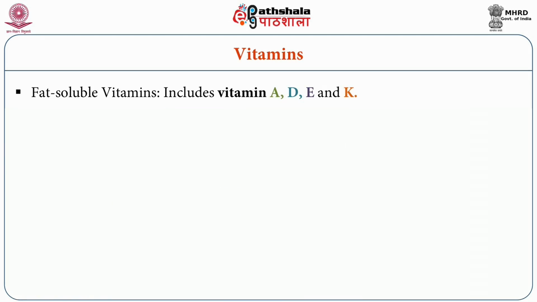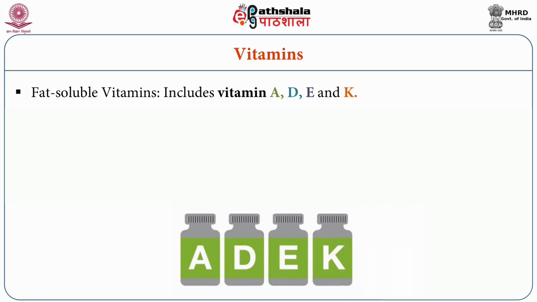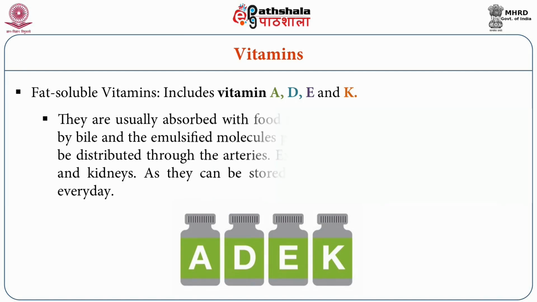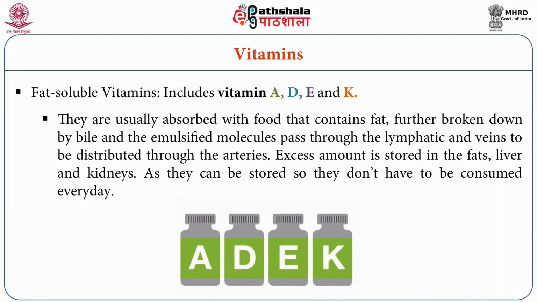As the name indicates, fat soluble vitamins are the ones which are absorbed only in the presence of fat. And in this category, we have four kinds of vitamins, that is vitamin A, vitamin E, vitamin D and vitamin K. The fats usually are absorbed in presence of fat, and later on after ingestion of the fat, they are broken down with the help of bile, and then they are emulsified molecules.